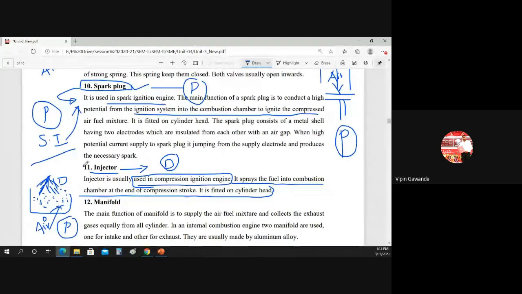Okay, so that is the use of this injector. Injector is used for spraying the diesel inside the cylinder. Okay, so that you have to remember.